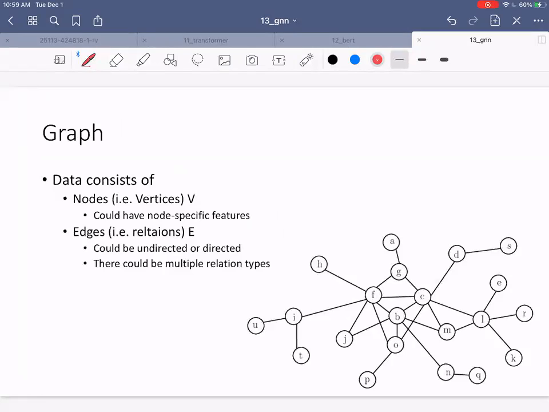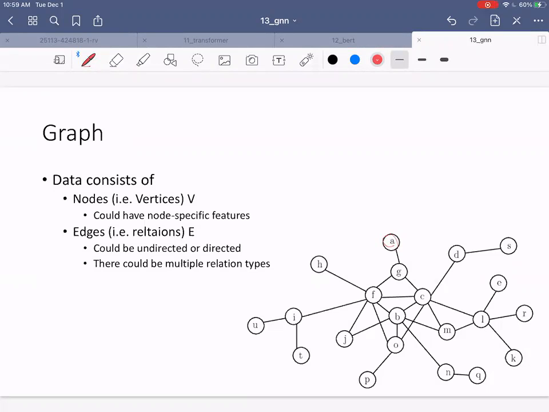As I said, graphs consist of nodes and edges, and nodes could have some node-specific features. For example, A could be a person, and a person could have different features like age or gender or occupation. But it could or it could not. Either way, there could be or there could not be node-specific features. If there are no node-specific features, then each node is just a node. There are no features.